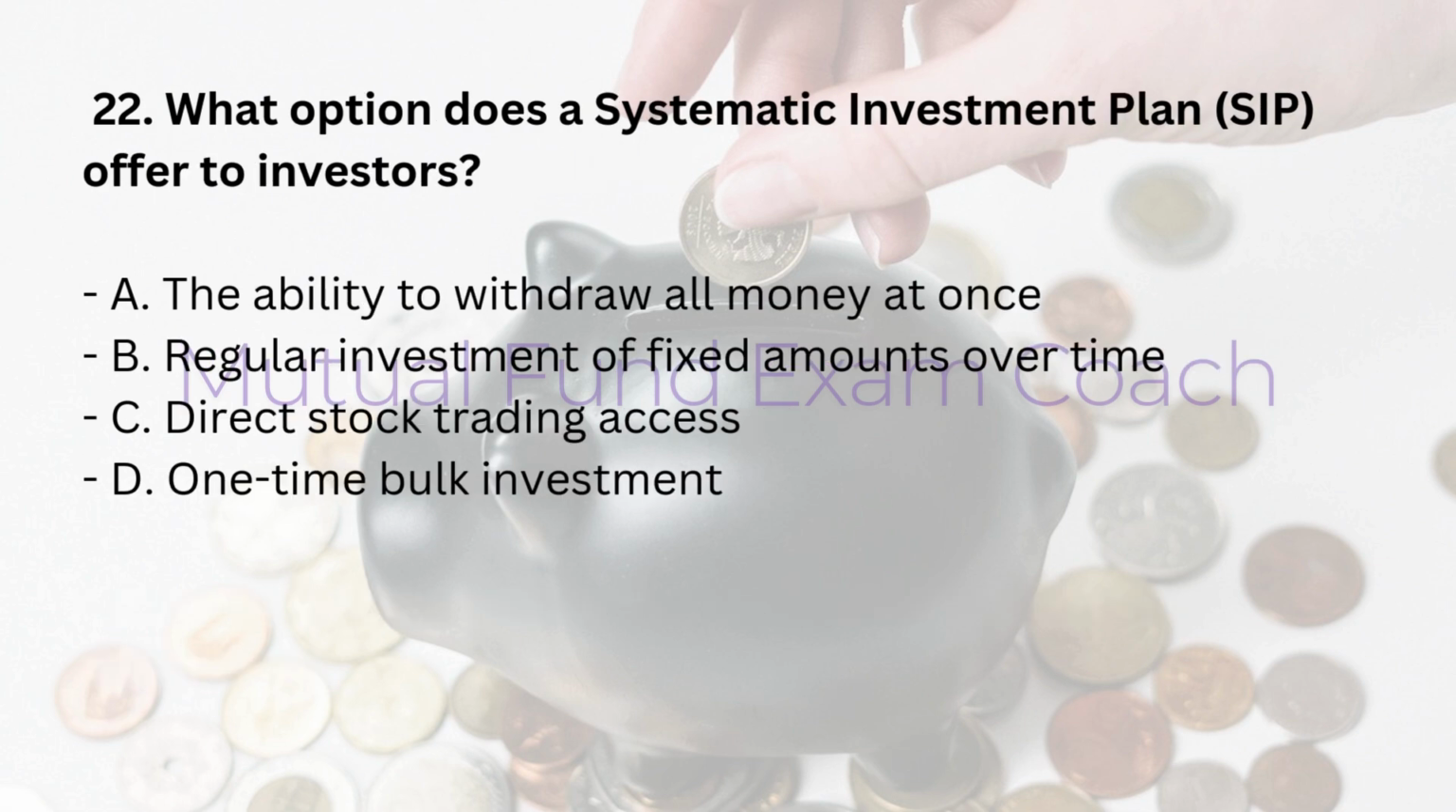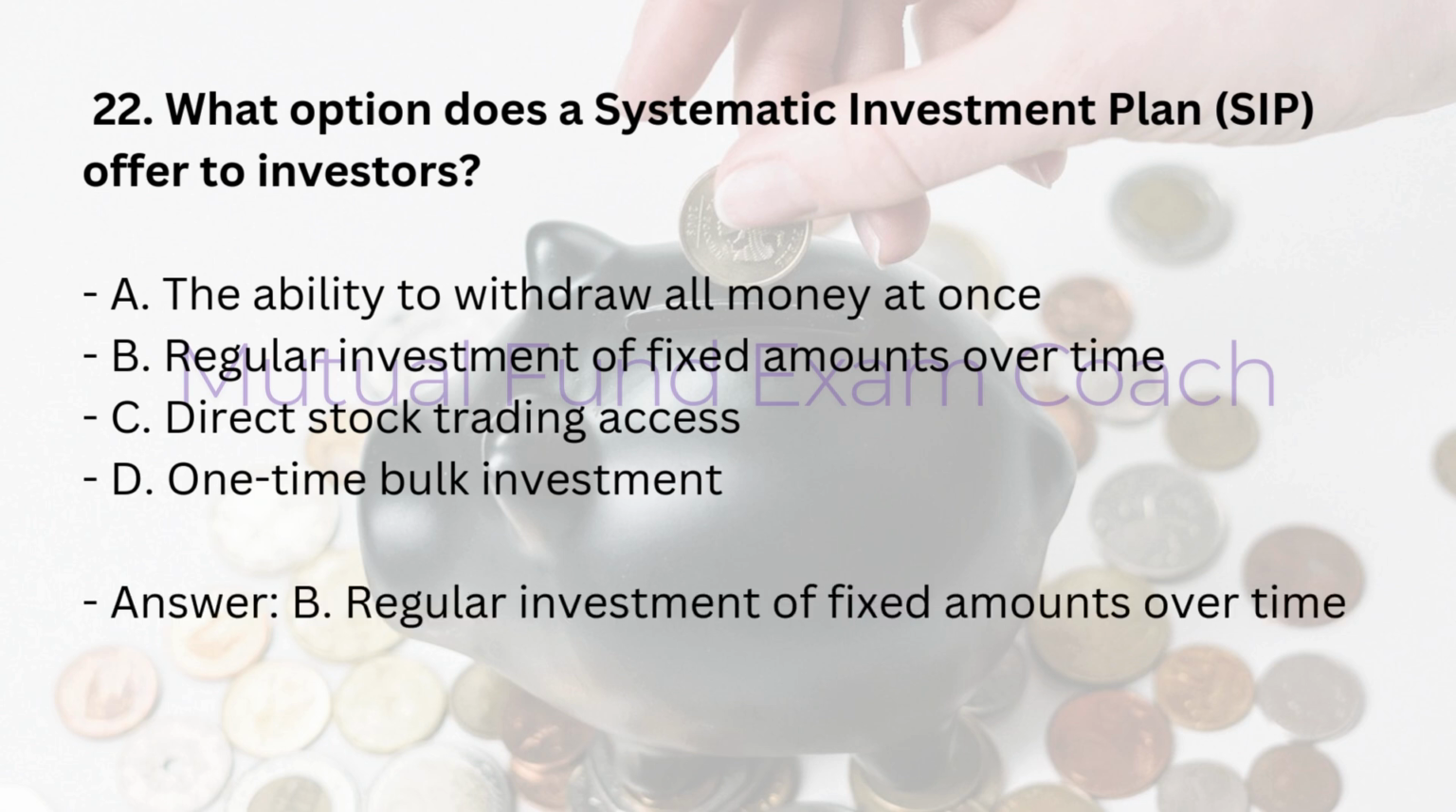22. What option does a systematic investment plan, SIP, offer to investors? A. The ability to withdraw all money at once. B. Regular investment of fixed amounts over time. C. Direct stock trading access. D. One-time bulk investment. Answer, B. Regular investment of fixed amounts over time.